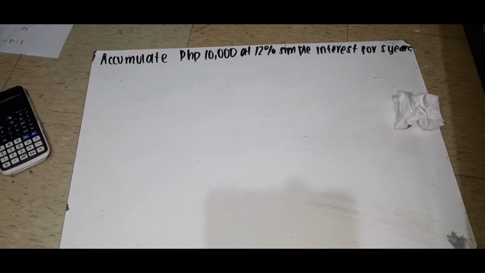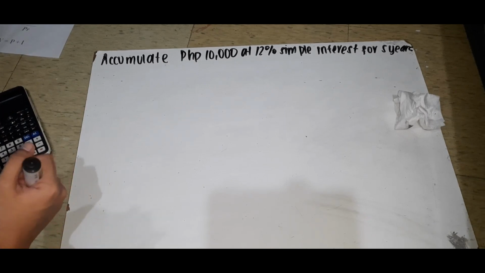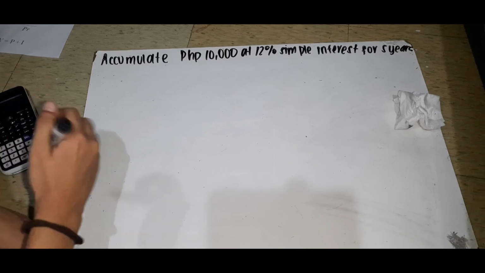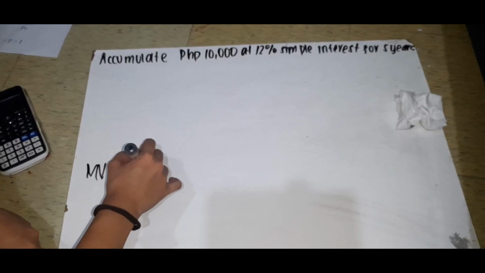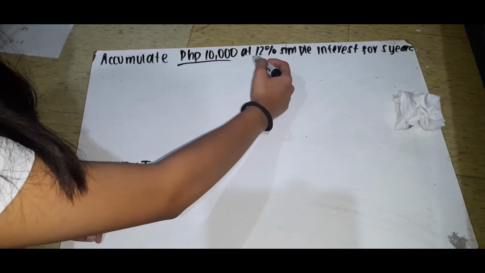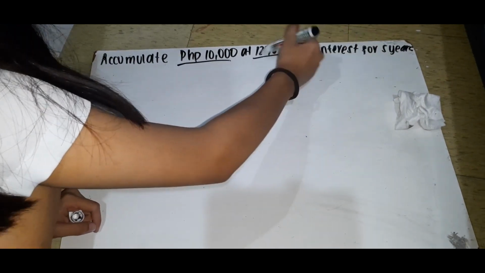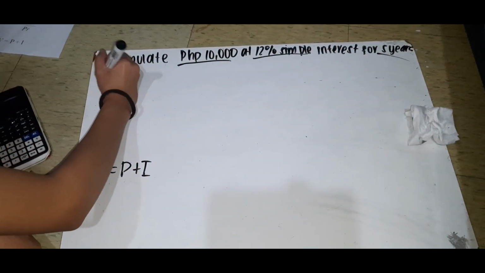Okay, so finally, this is the last question for your activity in simple interest. Accumulate 10,000 pesos at 12% simple interest for 5 years. This is very simple. We just have to get the maturity value, P plus I. So the given is principal 10,000. 12% is the interest, the rate. And 5 years is the time.